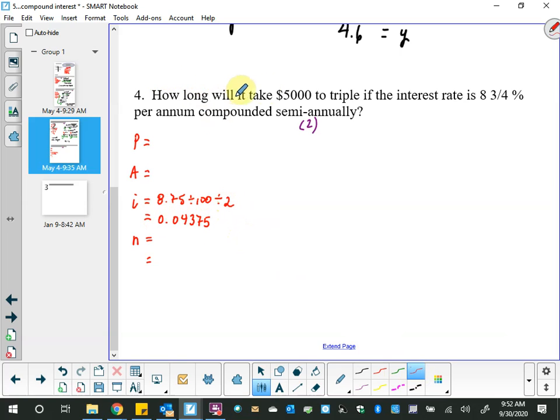How long will it take $5,000 to triple? So I'm starting with $5,000, and I want $5,000 to triple. So I want to end up with $15,000. If the interest rate is 8.75% per year, so this little word right here, in case it has not happened previous to this, says per year, compounded semi-annually. So I have no idea how many years this is, but I know I have to times it by the special number, which is 2, so I have to deal with that.